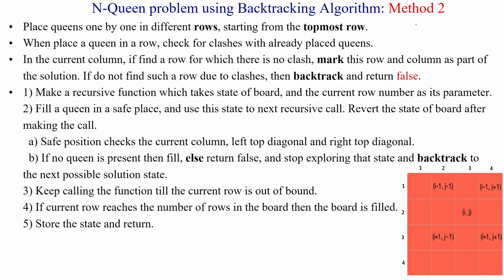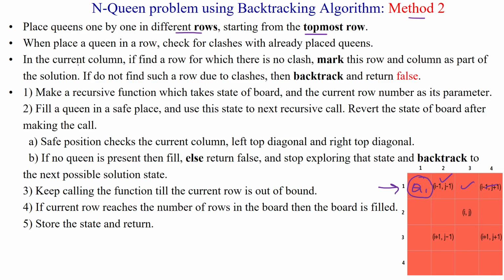And another method is here: we can start by placing the queens one by one in different rows, by selecting the topmost row. When we are placing the queen here, we have to check all possible columns. If it is not able to be placed here, then we have to check the second column, third column, etc. If it is unable to be placed, then we have to apply the backtracking method.